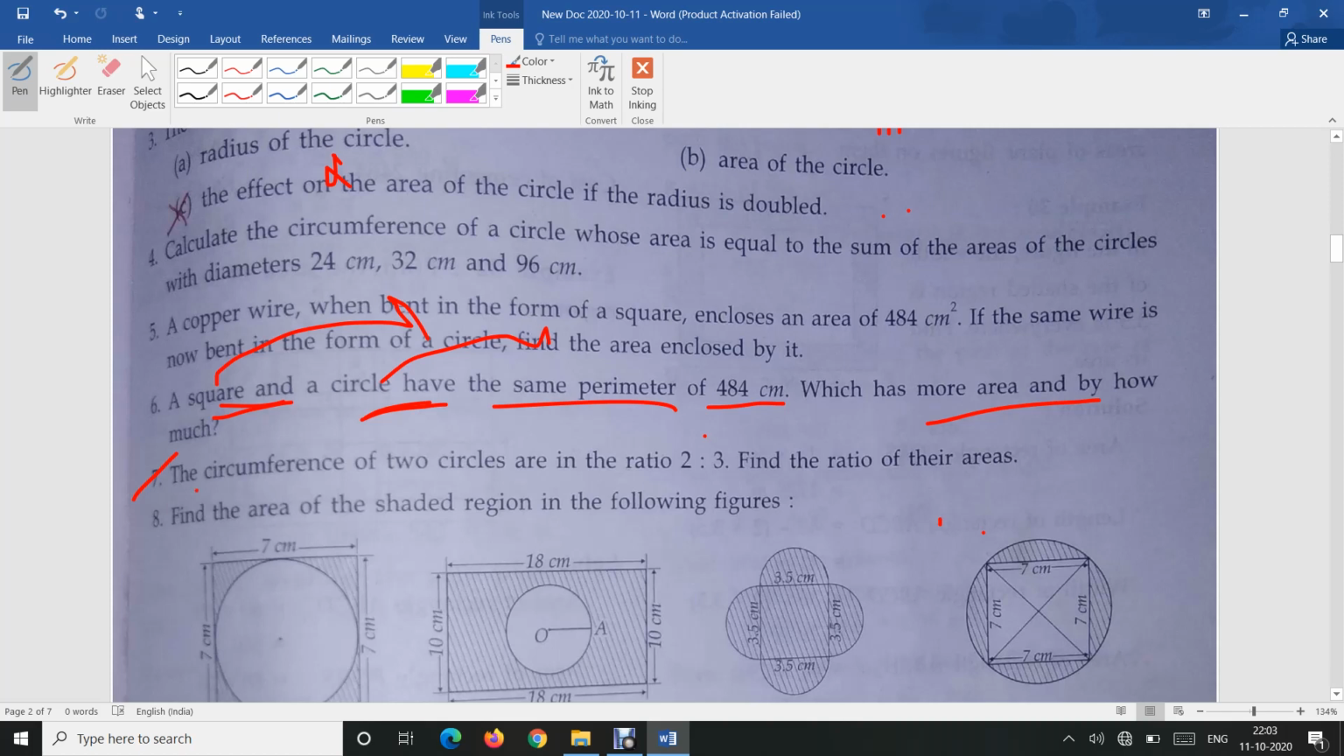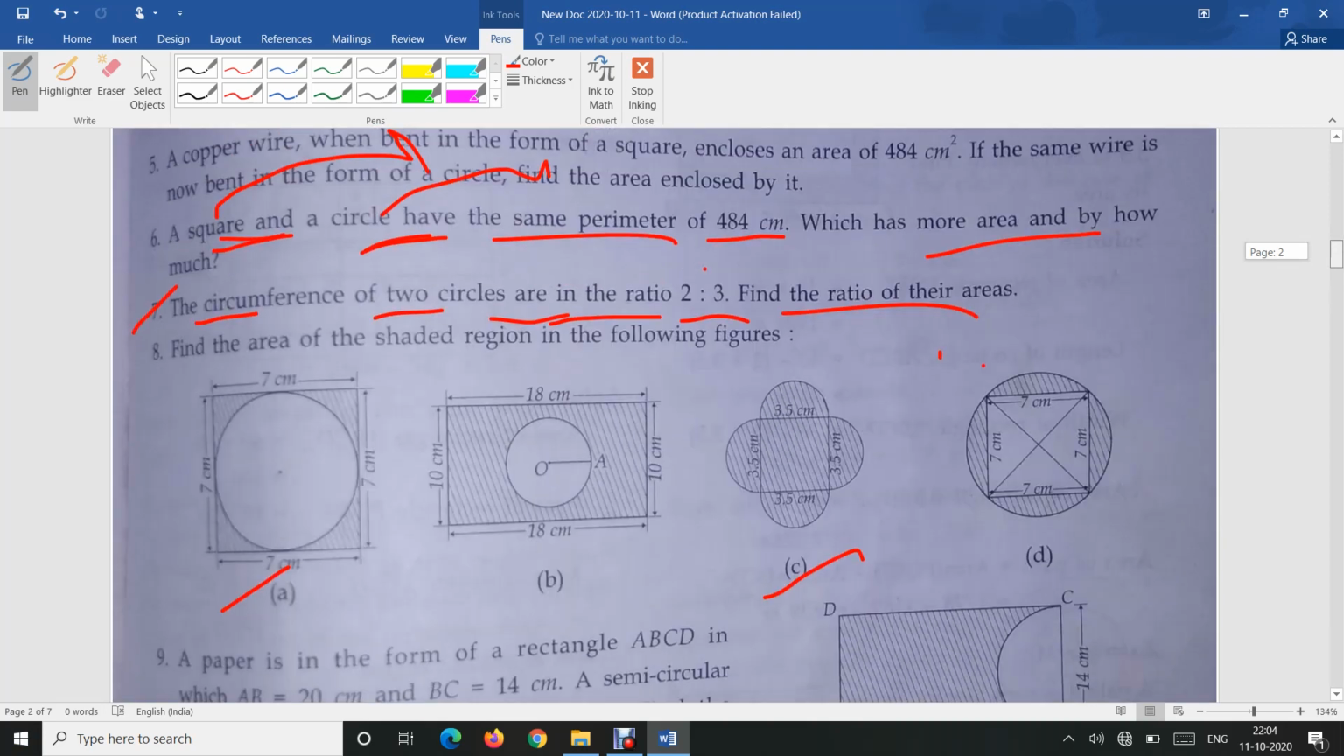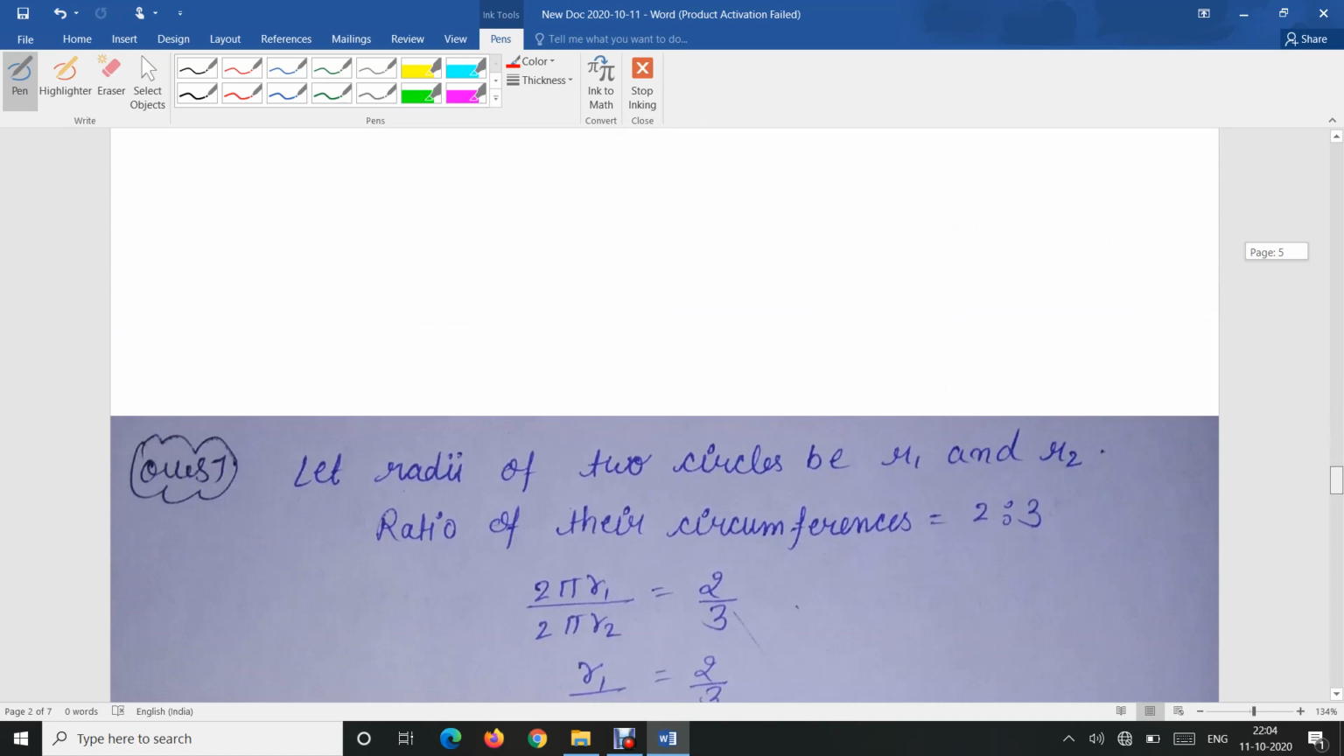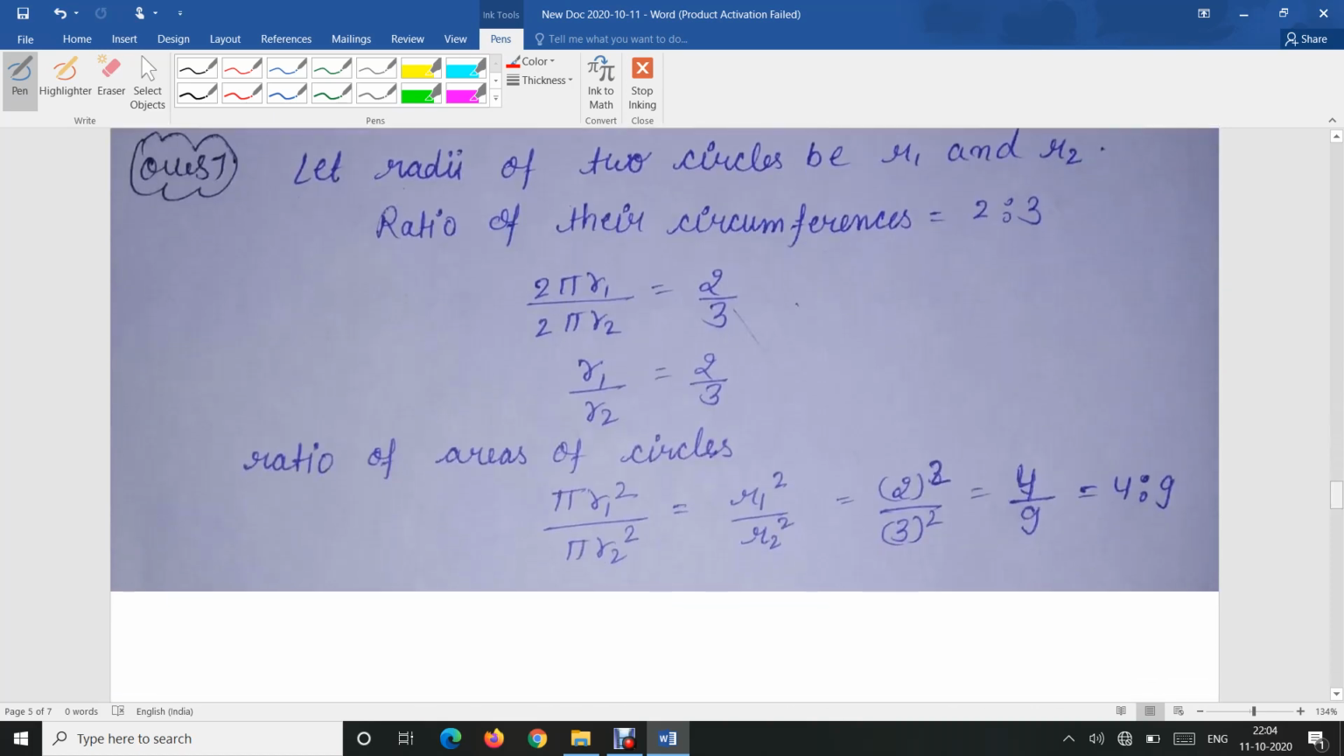The question number 7 is saying, the circumference of two circles are in the ratio 2:3. Find the ratio of their areas. Here the ratio of circumference is given, and you have to find out the ratio of the areas. For that you have to consider the radii of these two circles, and let the radii of these two circles be r1 and r2. There are two circles. The radius for this circle is r1 and the radius for this circle is r2.